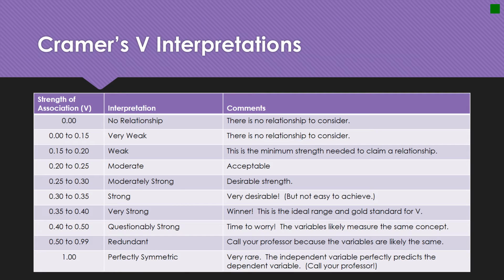This table has already been given to us. I'm just going fast on it. If the value is 0.00, we can say that there is no relation. If the value is between 0.25 to 0.30, it is a moderately strong relationship. And if the value is 1, then it's a perfect symmetry, which is very, very rare. And it happened in our case, by the way.